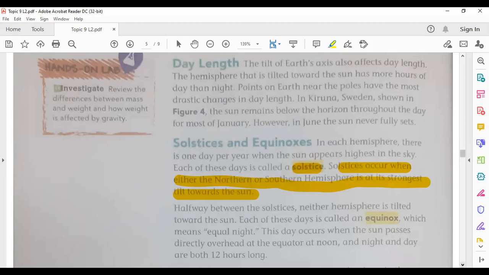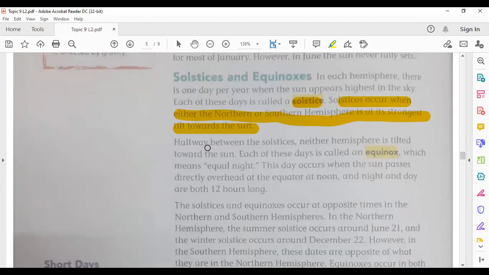What about equinox? Halfway between the solstices, neither hemisphere, the southern or the northern, is tilted toward the sun. Each of these days is called an equinox, which means equal night. This day occurs when the sun passes directly overhead at the equator at noon, and night and day are both 12 hours long. So in the equinoxes, the night and day are equal.